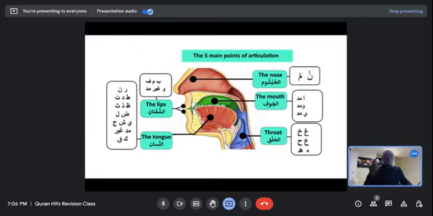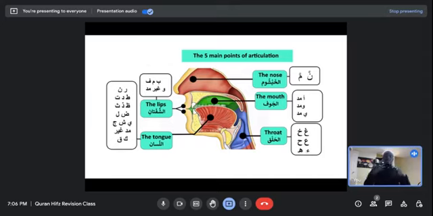Kha, right? So the gha and the kha, where do they come out from? They come out from the adna al-halq, the closest part of the throat, very behind the tongue. Then the ain and the ha come out from the middle of the throat. Ain, ha, ain, ha. And the deepest part of the throat is where the hamza and the letter ha come out from.